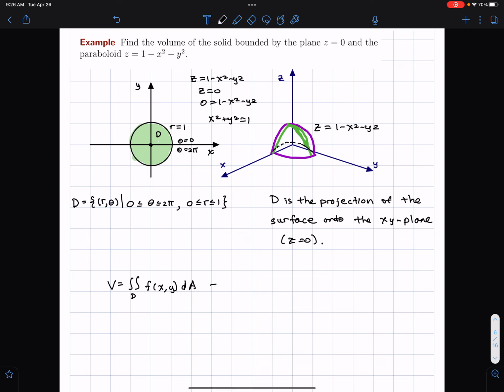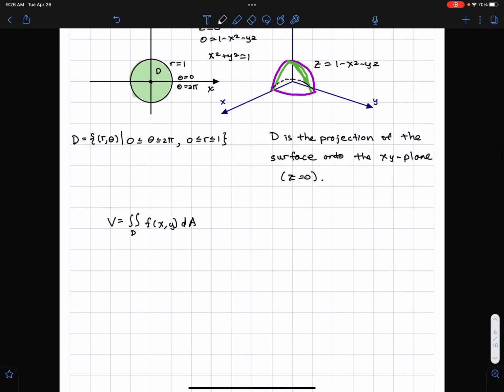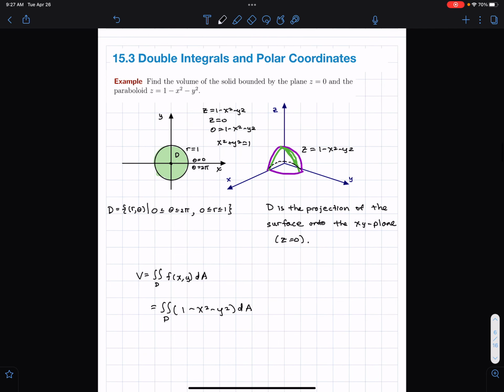So in this situation, this is the integral over D of 1 minus x squared minus y squared, because that is, as I have written down here, our surface. I didn't write f(x,y), but that's our surface. And to be more complete, this would be the function on top, and then you subtract the function on the bottom, but the function on the bottom is just z equals 0.